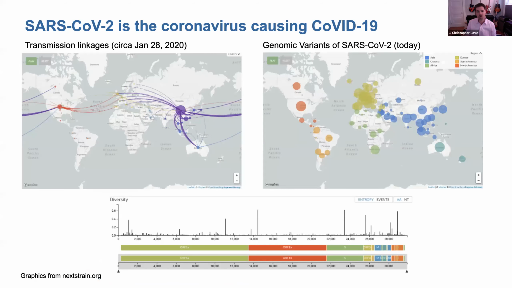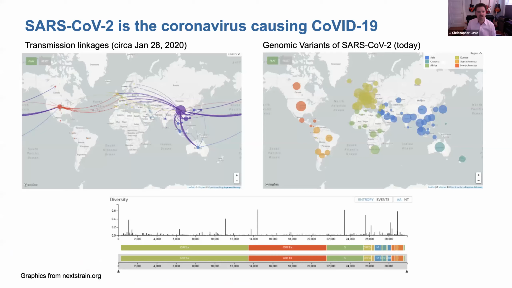So I don't have to really tell people at this point about SARS-CoV-2. This is the virus that causes the disease COVID-19. If you haven't been to this website, nextstrain.org, I encourage you to go check it out. It's a really nice interactive tool where you can look at how the pandemic has unfolded.